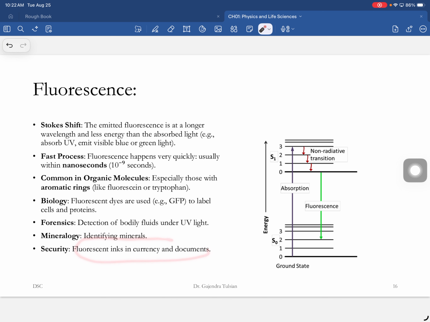Fluorescent ink is used in currency and documents. So there's fluorescent ink, and that molecule won't degrade, and a fake currency won't have fluorescent molecules. So if you have a real currency, you just shine UV light on it, and if it fluoresces, then it's a good currency. Okay.